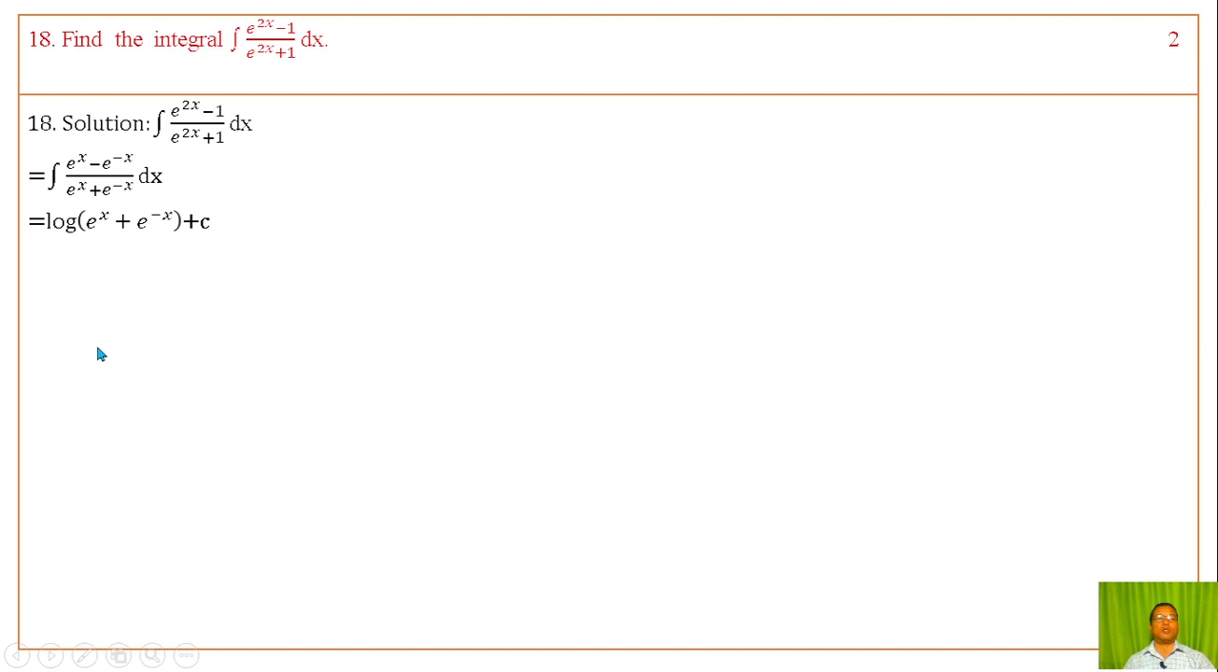We have to use this formula: f dash x divided by its function, that is this function, whose integral is equal to log of the modulus of the denominator. I have used this.